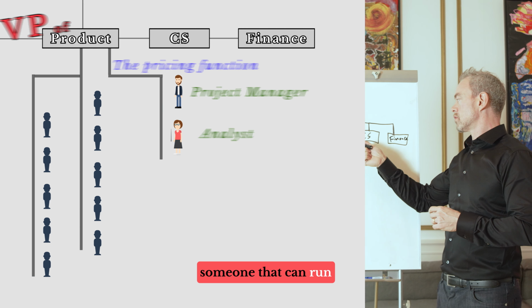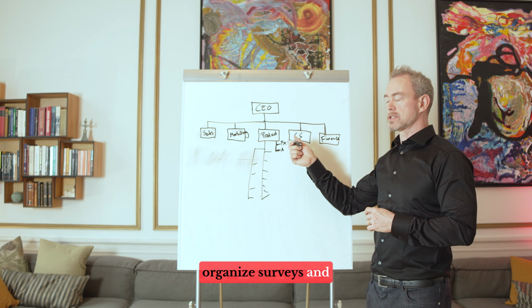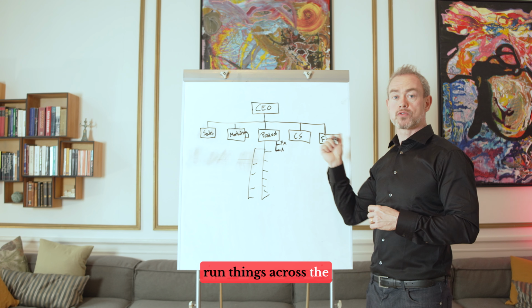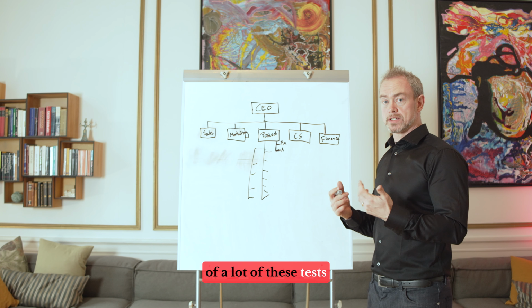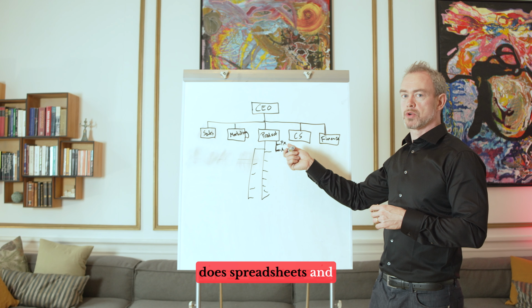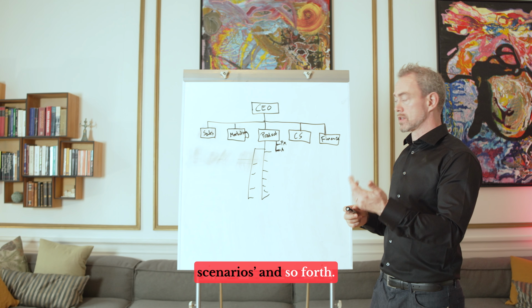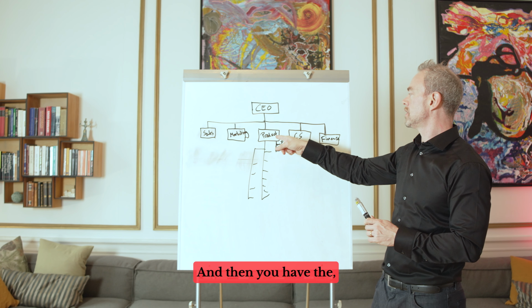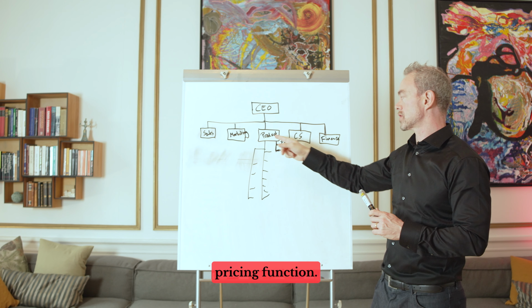Someone that can run tasks, schedule things, organize surveys, run things across the organization, and do, let's say, all the execution of a lot of these tasks that you're going to run in the pricing function. And then the analyst is the person that actually does spreadsheets and does some calculations, does some what-if scenarios and so forth. And then you have, let's say, the VP product sit as the head of the pricing function.